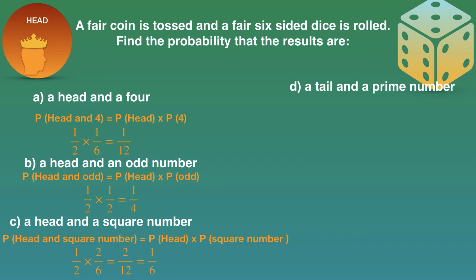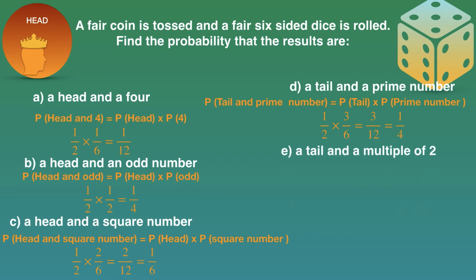Probability of getting a tail and a prime number is given by multiplying the probability of getting a tail with the probability of a prime number. Probability of getting a tail is a half, therefore we multiply half with 3/6 to give 3/12, which simplifies down to 1/4.